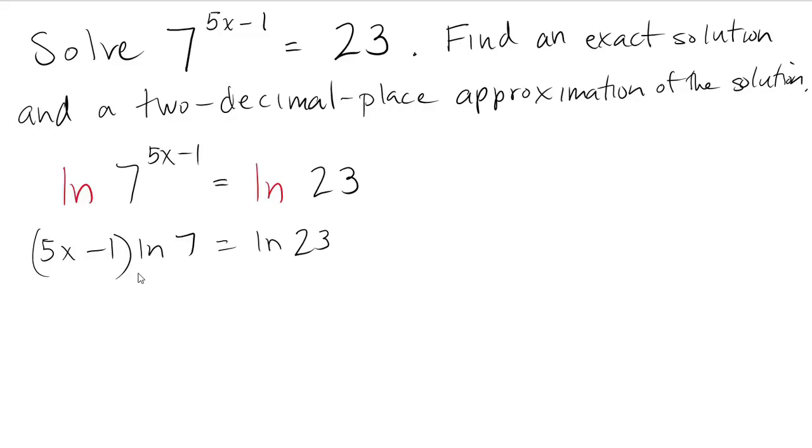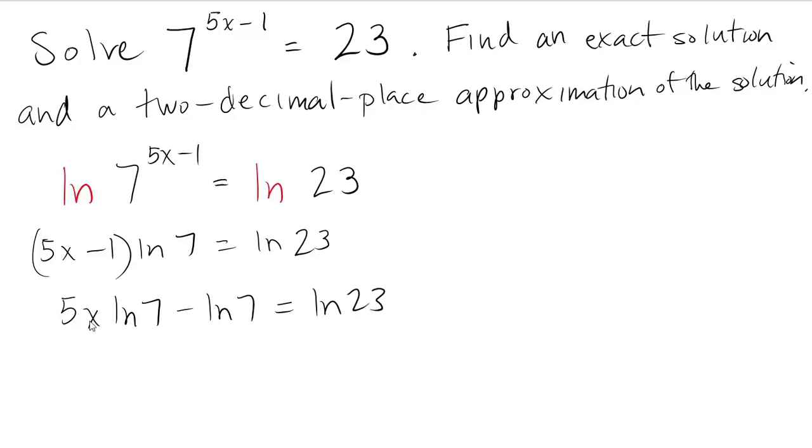Now we need to solve this equation for x, and in this example there are two good ways to do that. One would be to divide by the natural log of 7. There's nothing wrong with that. But the more flexible step that we're going to have to use more often is to distribute, so that's what I'm going to do here. The natural log of 7 times 5x is 5x times the natural log of 7. The natural log of 7 times 1 is the natural log of 7, and that's equal to the natural log of 23.